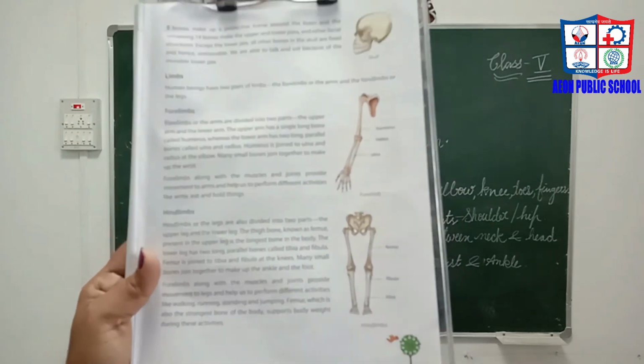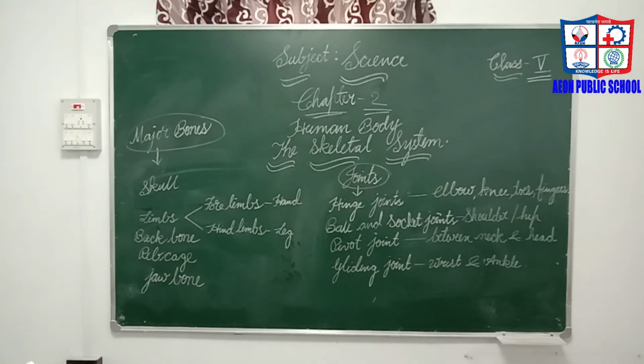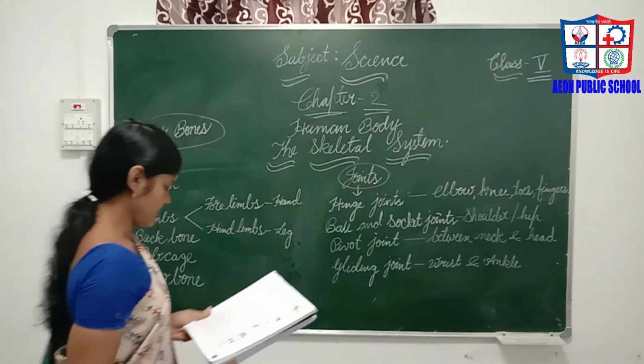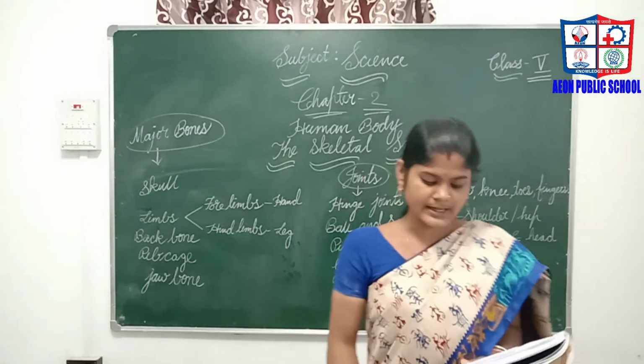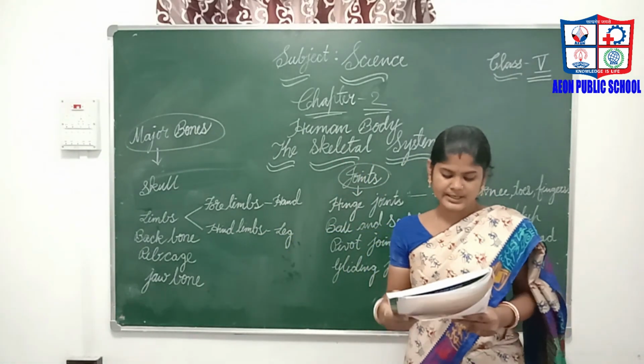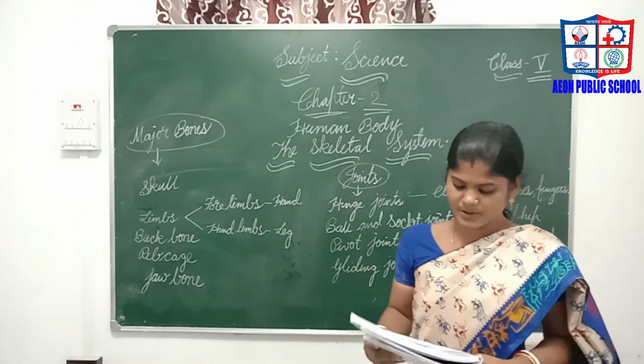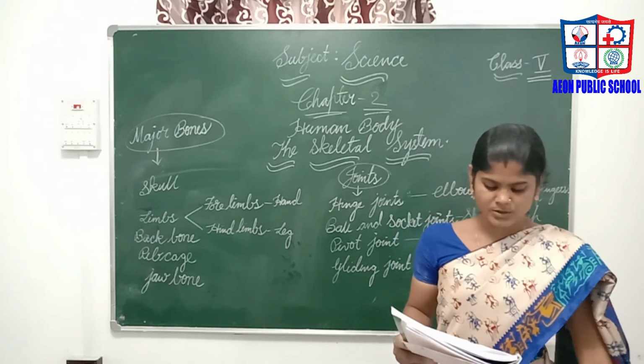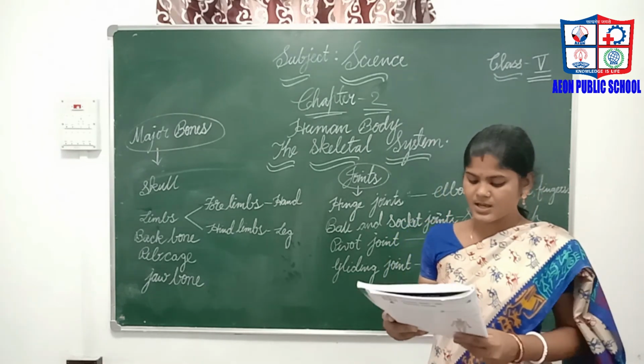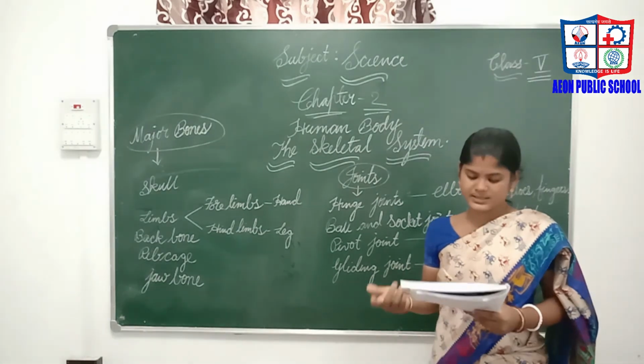Okay. So the hind limbs along with the muscles and joints provide movement to the legs and help us to perform different activities like walking, running, standing and jumping. So femur, which is also the strongest bone of the body, supports body weight during these activities.